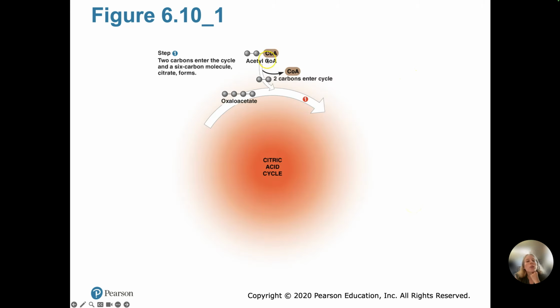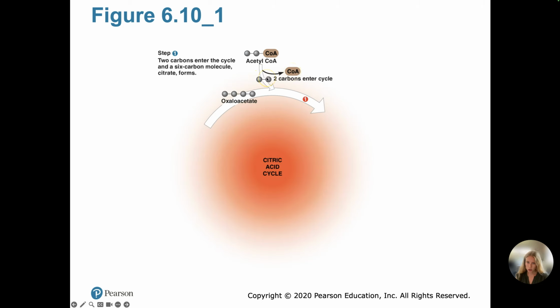So in step 1, we start out with our acetyl-CoA. So 2 carbons from our acetyl-CoA, notice it has 1, 2 carbons, enter the cycle, and a 6-carbon molecule citrate forms. Notice right here, before those 2 carbons even enter the cycle, the coenzyme A breaks off of acetyl-CoA.